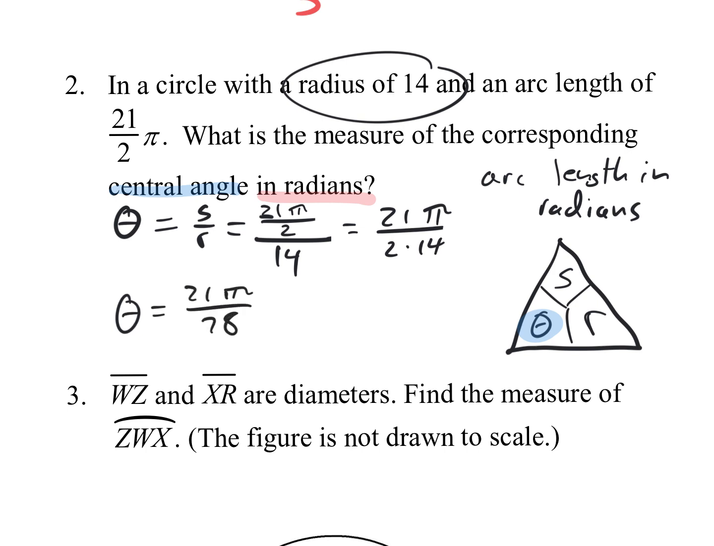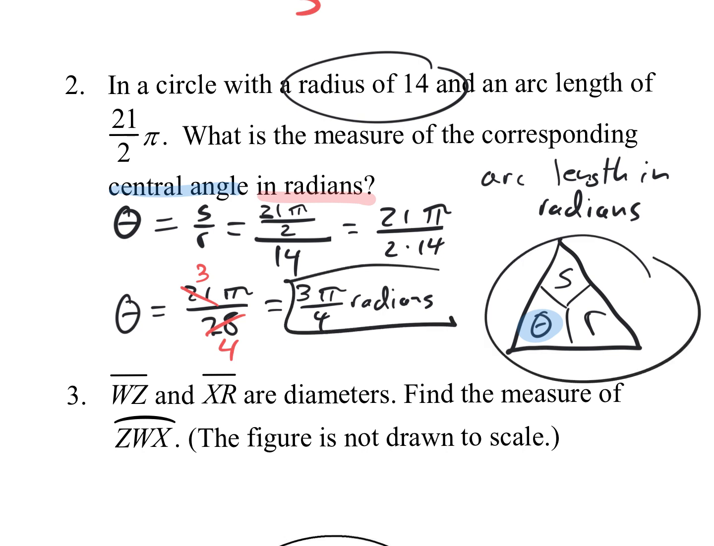And hopefully you see you could take a 7 out of both of these. You take a 7 out of this, you get a 3. Take a 7 out of this, you get 4, because that was a 28. And what does that make? That makes 3 pi fourths. And that's in radians. As long as we followed this formula, we have our answer. Cool. All right, let's go to number 3.